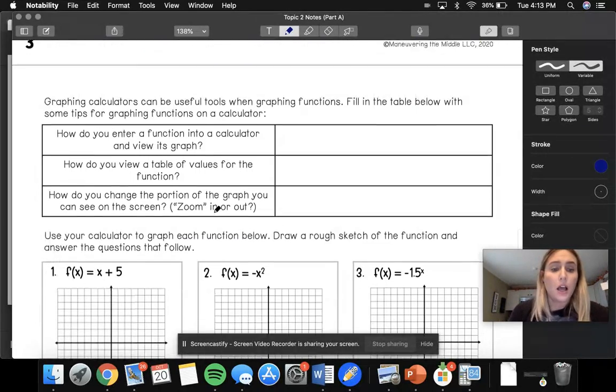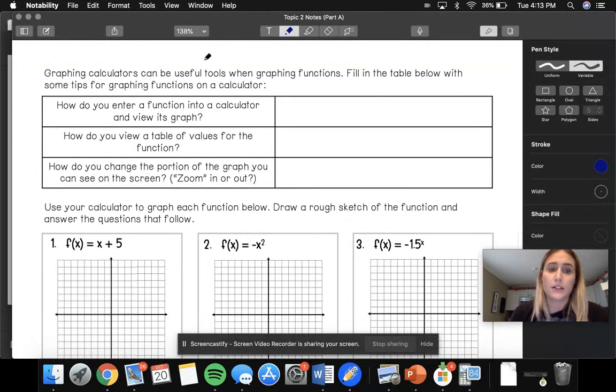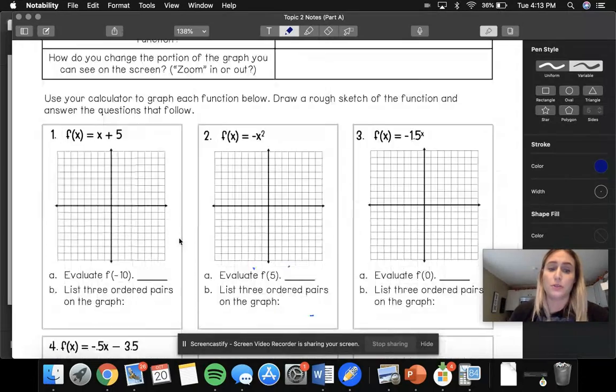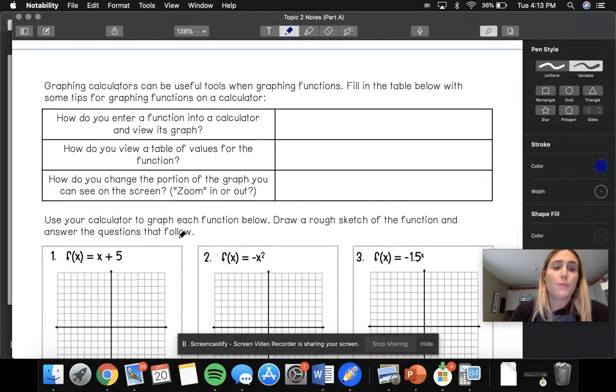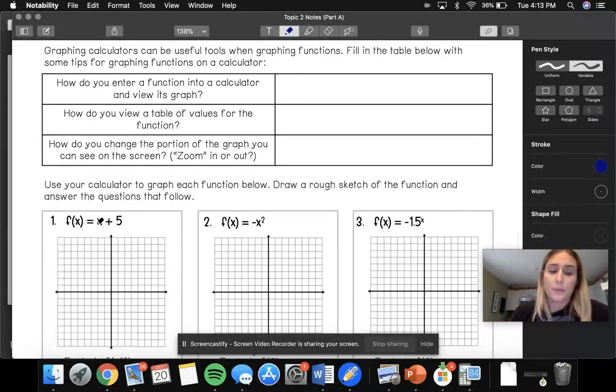So this right here is what we're going to talk about and we're going to use to do these last 6 problems. So we are going to do this one, okay? And we're going to use our graphing calculator. So how do we insert a function into the calculator and view its graph? What we need to do is first find the y equals button. Then we will type in the function. And then we will hit the graph button.